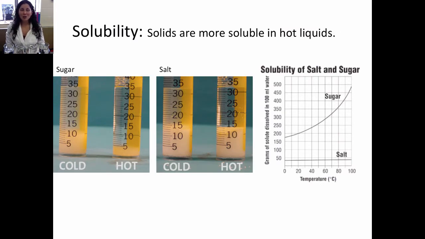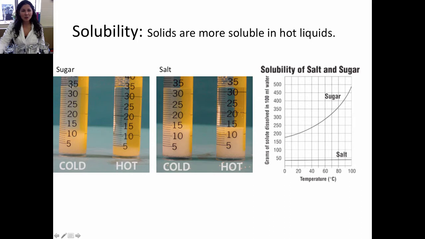Some things are more soluble than others, but in general, all solids become more soluble with increasing temperature. Or in other words, solids are normally more soluble in hot liquids than they are in cold liquids. Here's a figure to show the solubility in cold versus hot liquid. The first figure shows sugar in cold water and the same amount of sugar in the same amount of water except the water is hot.